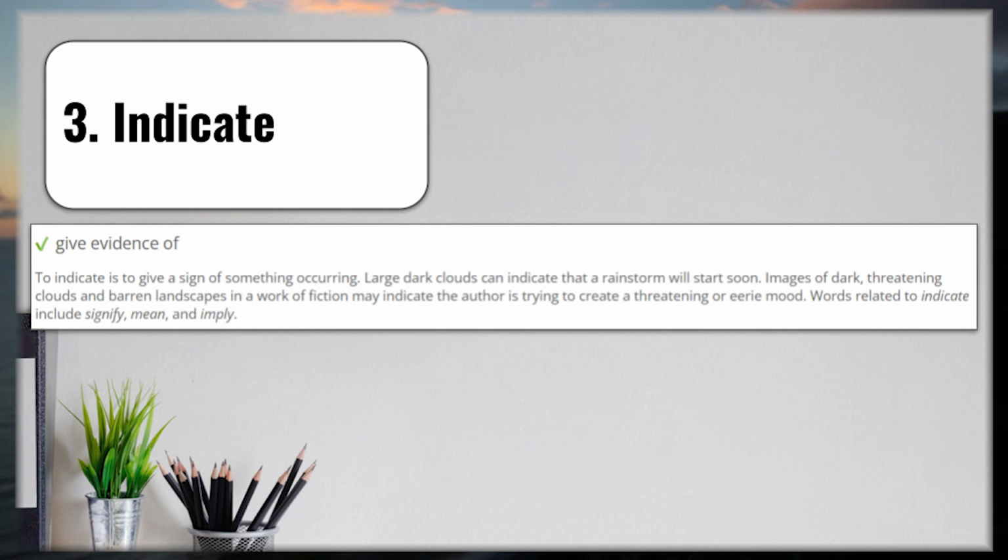Words related to indicate include signify, mean, and imply, which are other good vocabulary words to know. Just know that indicate means that you're trying to point something out, you're trying to give some kind of sign that something will happen or give evidence of something that will happen.